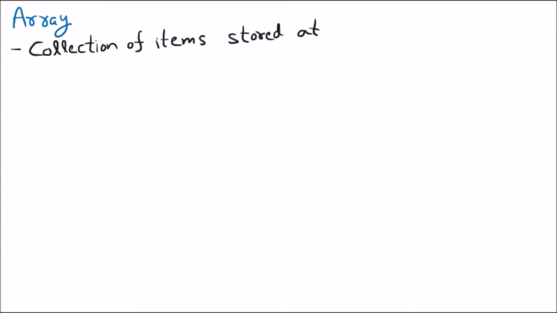So today we are starting the topic that is array. Now we know that the array is the collection of items stored at contiguous memory location. Now all of you please pay attention that the definition of array says that it is the collection of items, means there are multiple items in array and they are stored at the contiguous memory location.